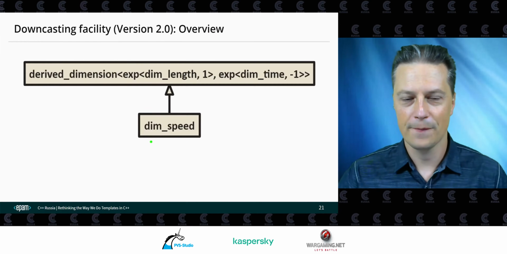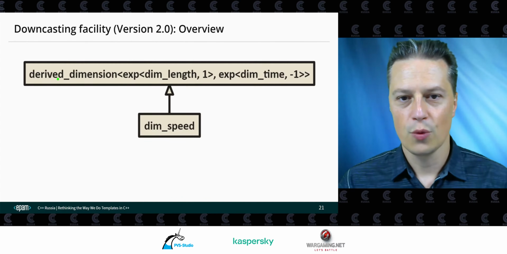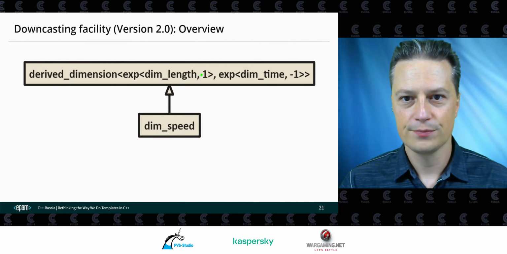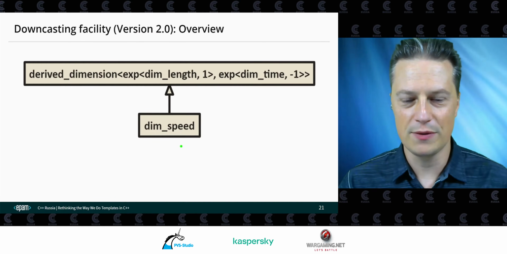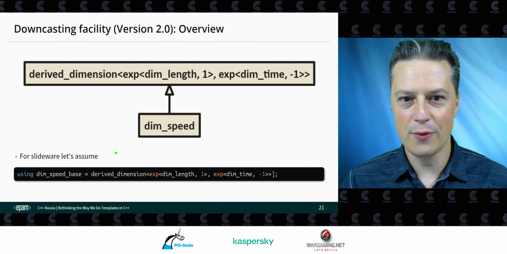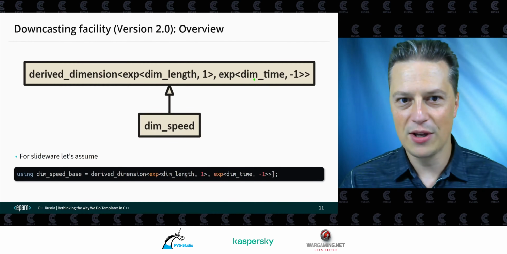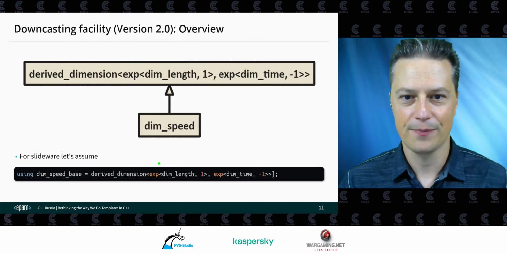To describe this, let's look at such a simple inheritance graph. We have a derived dimension, and we inherit dim speed from it. This is what we had in the code on previous slides. Just for the slideware needs, let's assume that this long derived dimension type will be called dim speed base. So something like this.